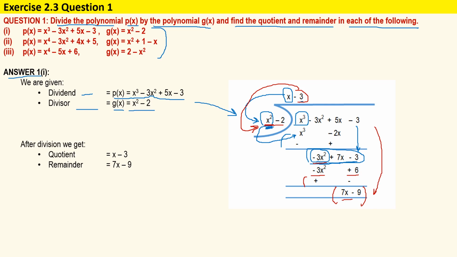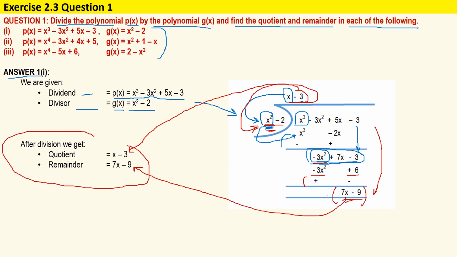The degree of 7x minus 9, that is our remainder, is less than the degree of the divisor, so we can stop our division process here. Our remainder is equal to 7x minus 9, and our quotient is x minus 3. So our entire answer is quotient equal to x minus 3 and remainder equal to 7x minus 9.